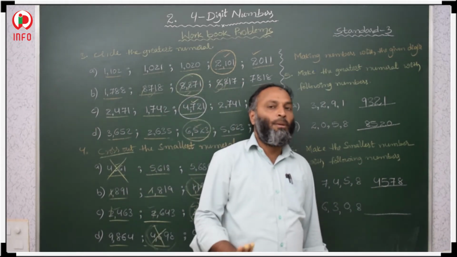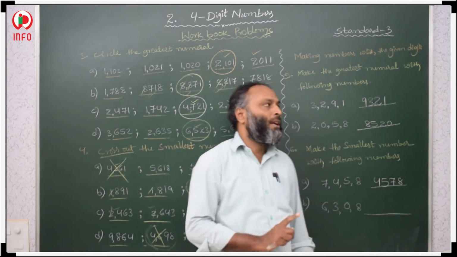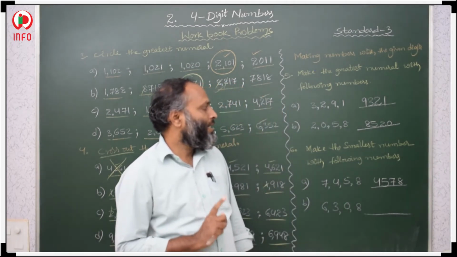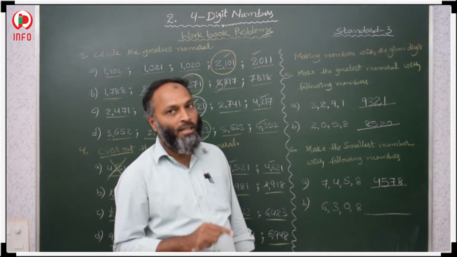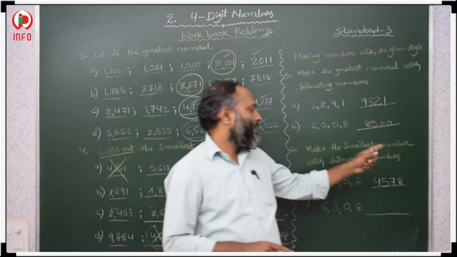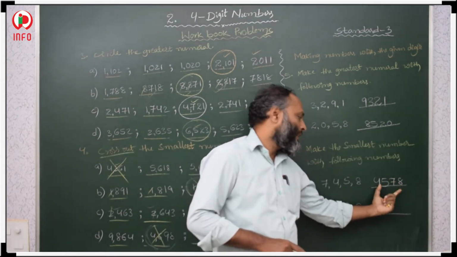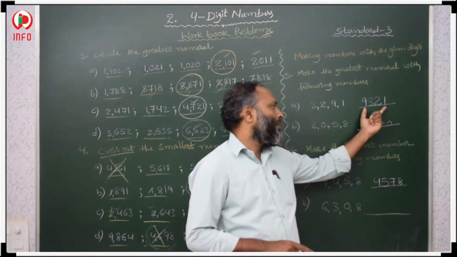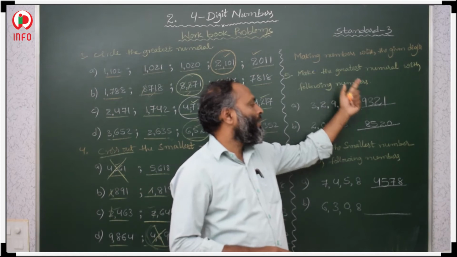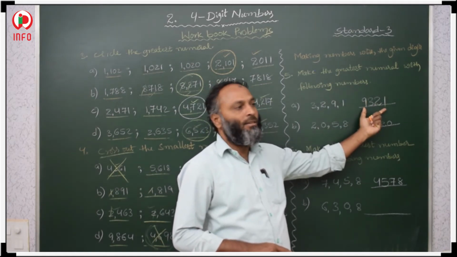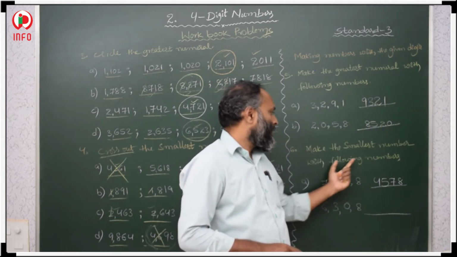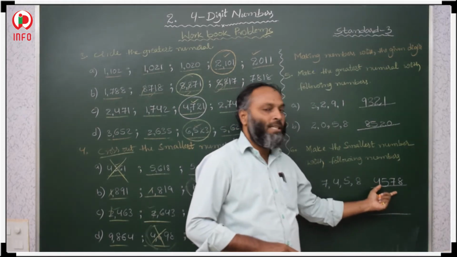So this is the simple method. Here ascending order, increasing order; here descending order. For the greatest number, we have to arrange in descending order. For the smallest number, we have to arrange in ascending order.